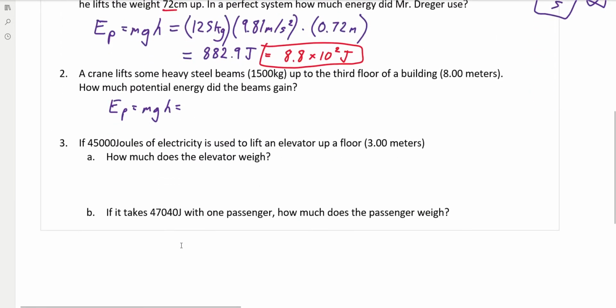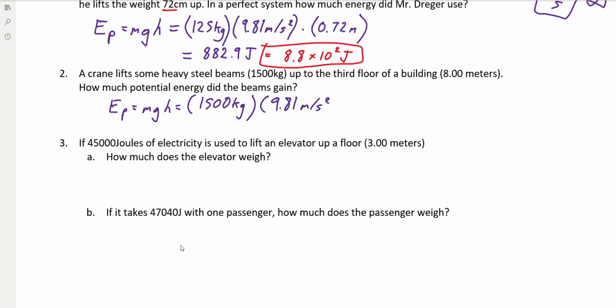All right, so hopefully you were able to try this question out. If you haven't, pause the video and try it out right now. But basically, we're going to put the mass in, then we're going to put the gravity in. So it's just like the last question. And you're going to put the meters in and find your answer.